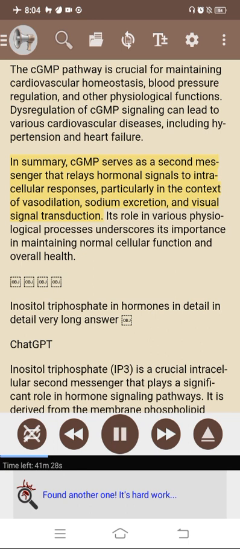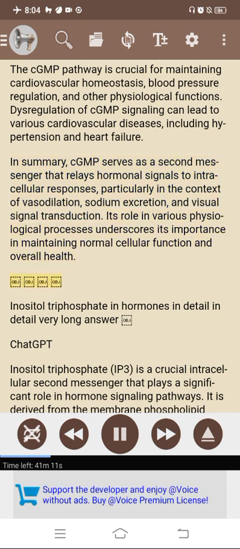In summary, cGMP serves as a second messenger that relays hormonal signals to intracellular responses, particularly in the context of vasodilation, sodium excretion, and visual signal transduction. Its role in various physiological processes underscores its importance in maintaining normal cellular function and overall health.